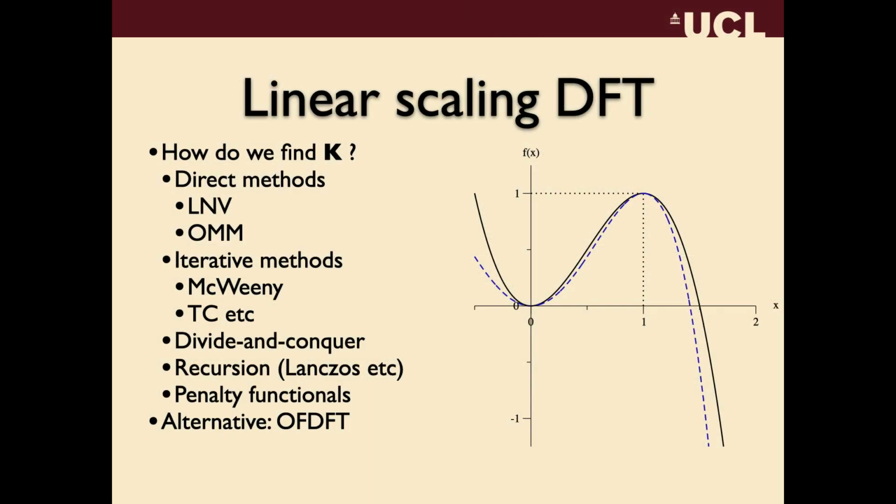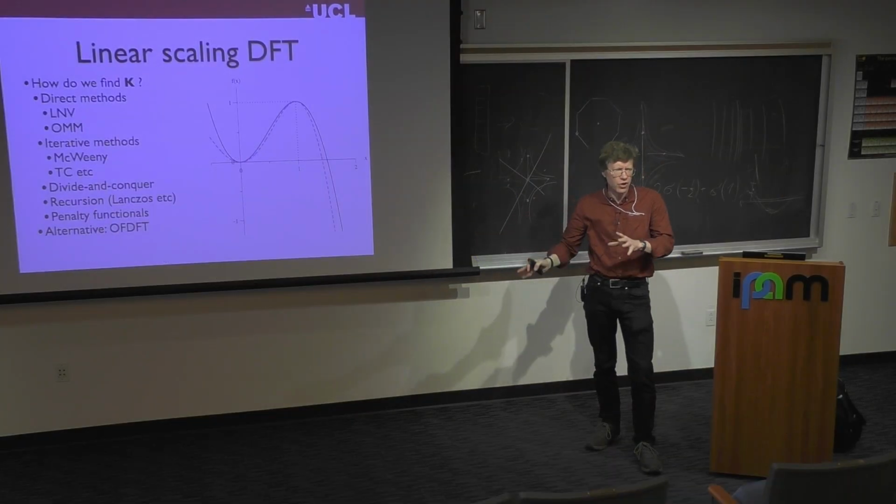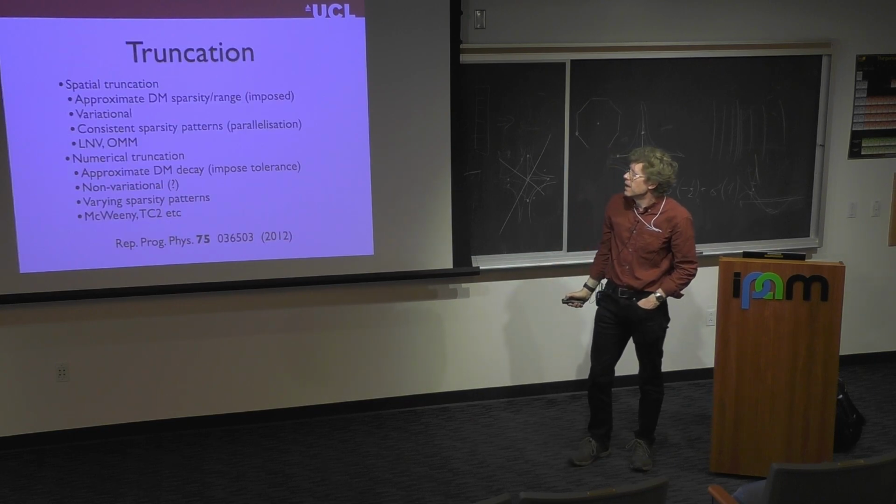There are many, many ways to find K, the density matrix. There are direct methods which do optimization, so the Li-Nunes-Vanderbilt method, the orbital minimization method. There are iterative methods, the McWeeny method, the TC2 or the SP2 that Anders was talking about. There's divide and conquer that Nakano-sensei was talking about. There's recursion, there's penalty functionals. And of course, there's orbital-free DFT, where we don't know the kinetic energy functional, so we're still struggling there.